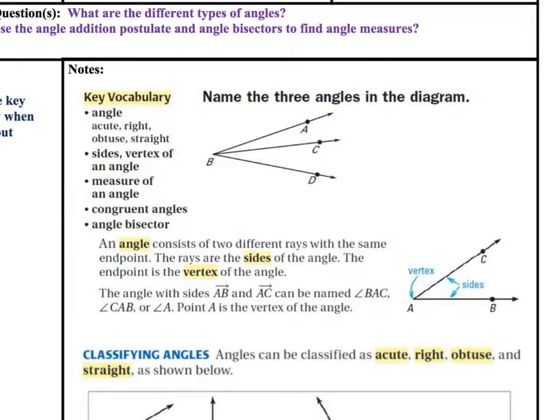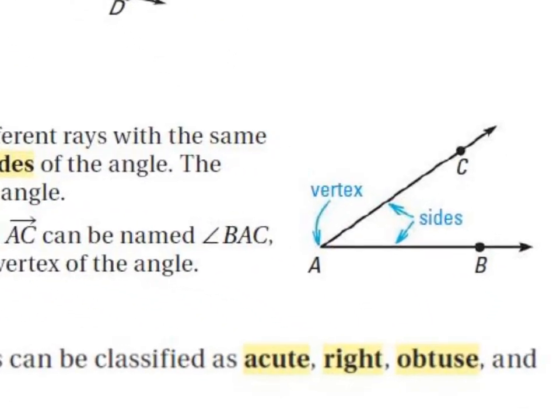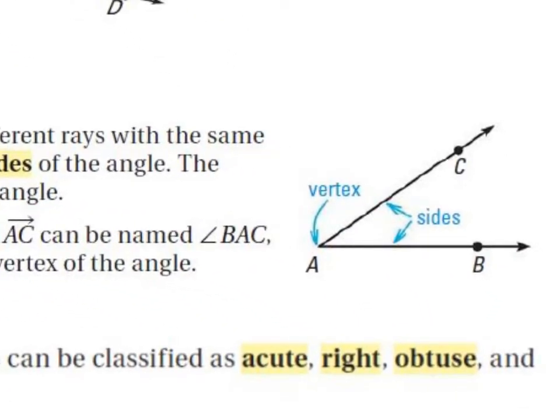The angle with sides AB and AC can be named BAC. So what I want you to notice is that the vertex is the middle letter. It has to be. So when we're naming the angle, the vertex has to go in the middle. The other two can be interchanged, but the vertex has to be in the middle of those three letters. And the vertex is the point, obviously.